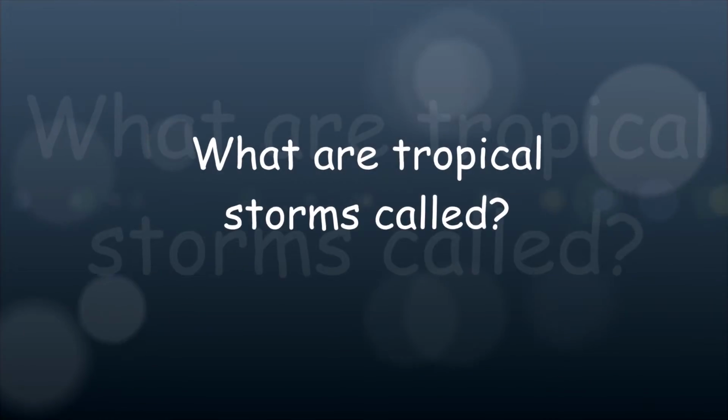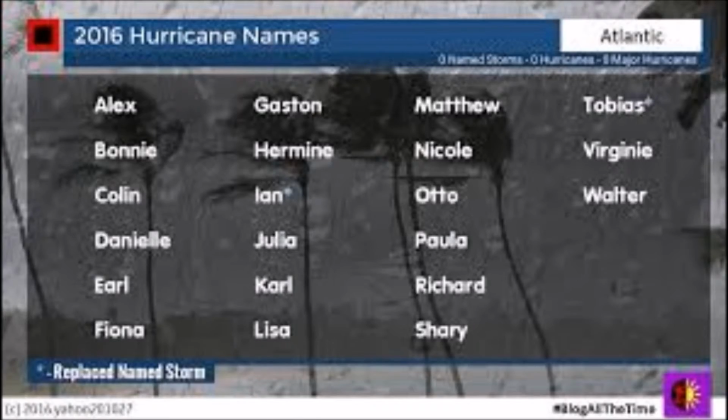What are tropical storms called? Tropical storms have different names depending on the location in the world. Their location is their only difference. They are known as hurricanes in the Atlantic and Eastern Pacific Oceans, typhoons in the west of the North Pacific Ocean, and cyclones in the Indian and South Pacific Ocean.